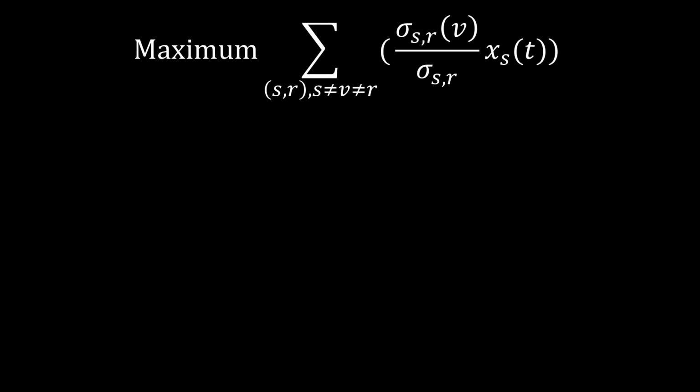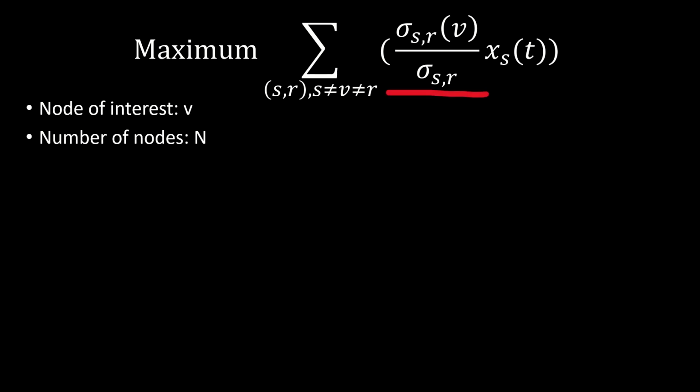So, what is the maximum possible value of our sum? Well, the maximum occurs when our node of interest, V, is present along all percolated shortest paths in our network of n nodes, meaning the fraction in our sum will always be 1. This means our sum turns into a sum of node percolation values.